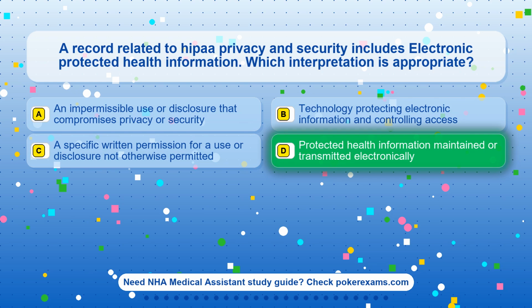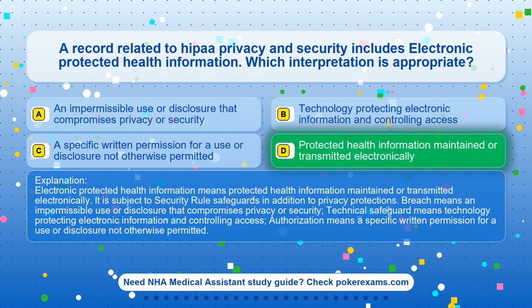The correct answer is option D, protected health information maintained or transmitted electronically. Electronic protected health information means protected health information maintained or transmitted electronically. It is subject to security rule safeguards in addition to privacy protections. Breach means an impermissible use or disclosure that compromises privacy or security. Technical safeguard means technology protecting electronic information and controlling access. Authorization means a specific written permission for a use or disclosure not otherwise permitted.